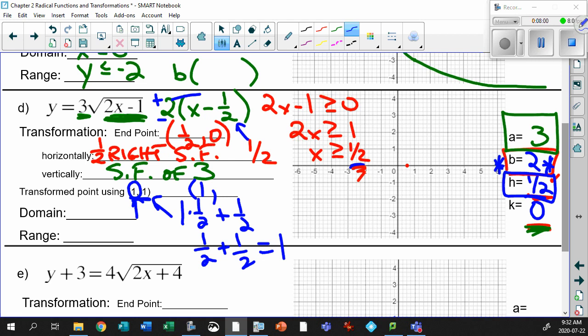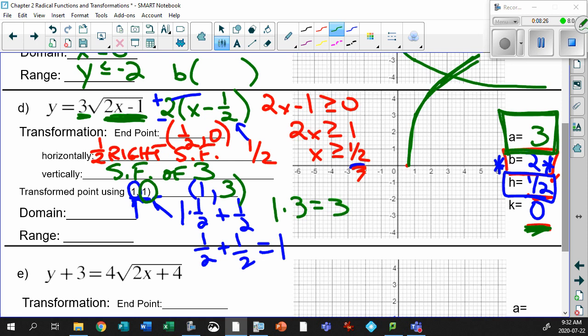Now, what's going to happen vertically? Vertically, it's not going to be moving, but you're going to multiply by a factor of 3. So 1 times 3 gives you 3. Look at that, your next point is 1 comma 3. So it's going to be way up here. And look at this new graph. It's going to stretch all the way out here and go out that way like that. There it is.